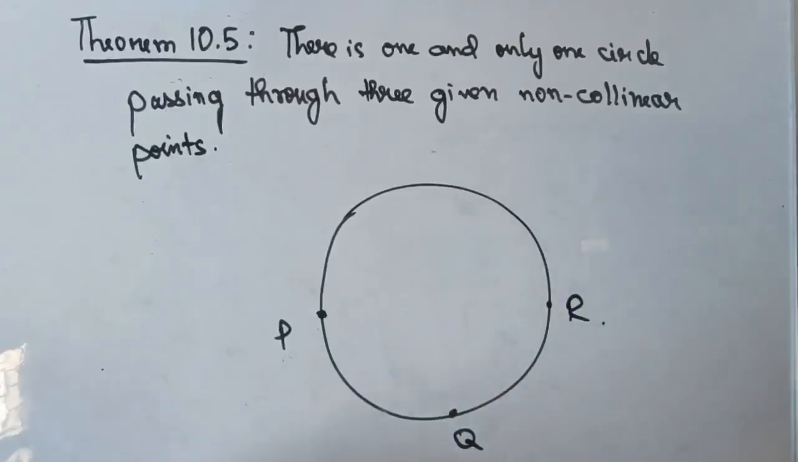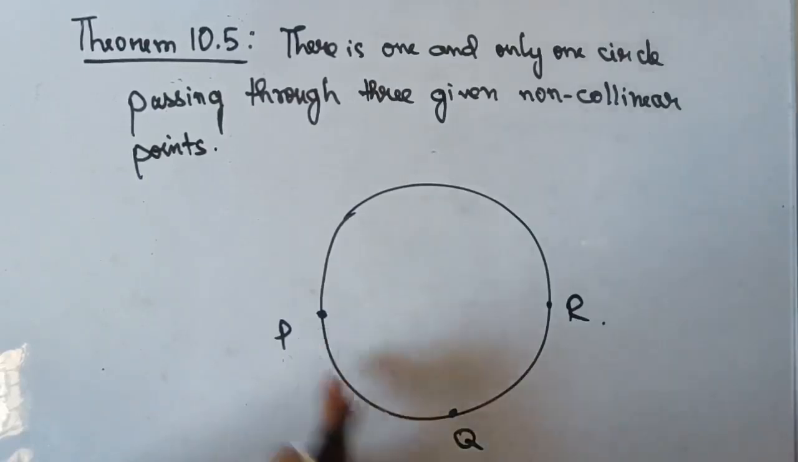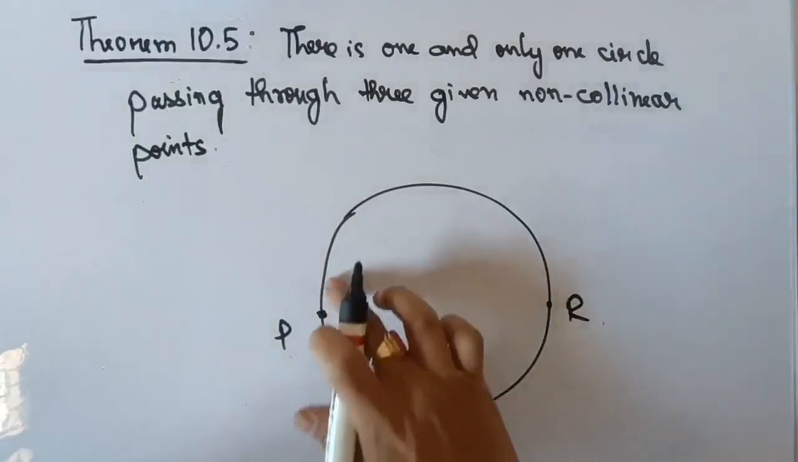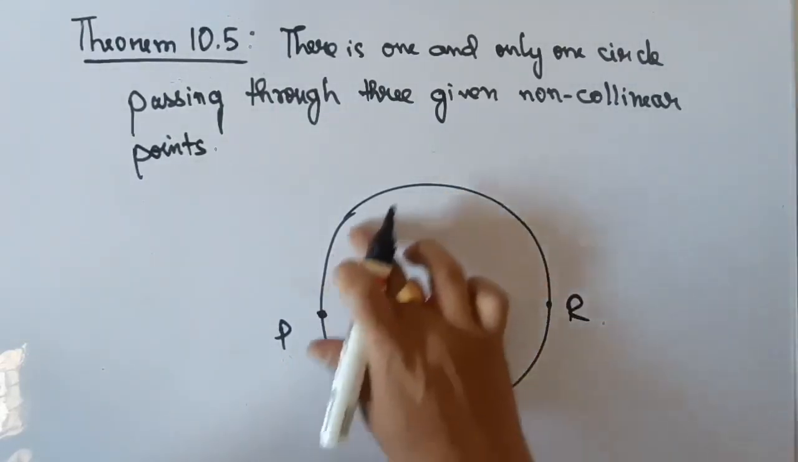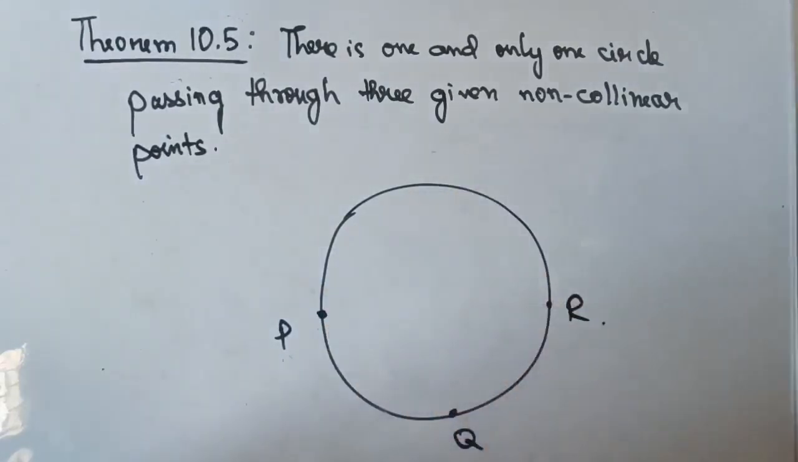Next is theorem 10.5. There is one and only one circle passing through three given non-collinear points. So P, Q, R are three non-collinear points. Then there will be only one circle passing through these three points P, Q, R. One and only one circle.